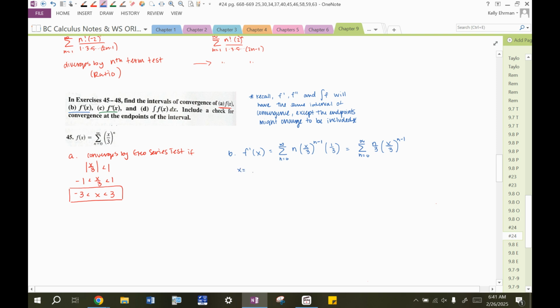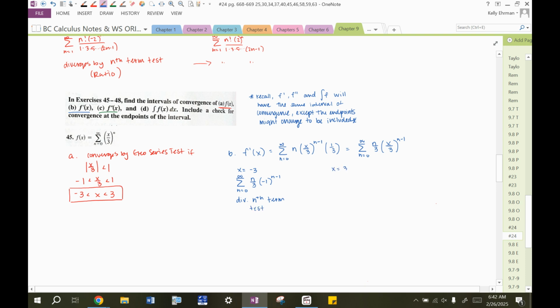So let's check to see if x is -3, what would that make this series? So this becomes the series from n equals 0 to infinity. You would still have an n divided by 3 out here. And then -3 divided by 3 would be -1 to the n minus 1. Now, this is an alternating series, but the terms are not decreasing towards 0. So this series would diverge by the nth term test because the limit as n approaches infinity of n over 3 equals infinity. So diverges by nth term test.